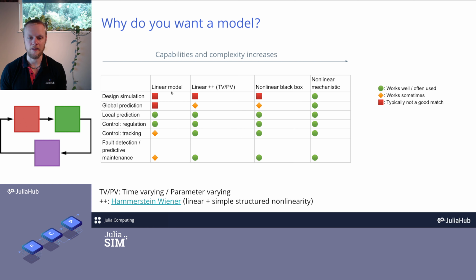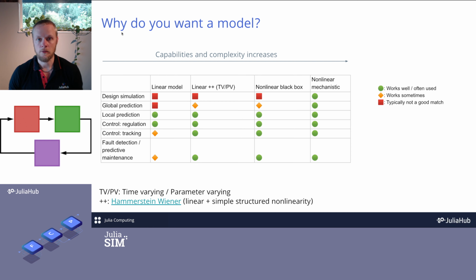So here in the first column, we have a linear model. Typically, we don't use those for design simulation unless the system we're designing happens to be well described by a linear model. But we assume that we cannot do that. The linear model will not be good at predicting something globally either. And when I say globally, I mean across the entire state space. But we might use a linear model for some local prediction around a particular operating point.